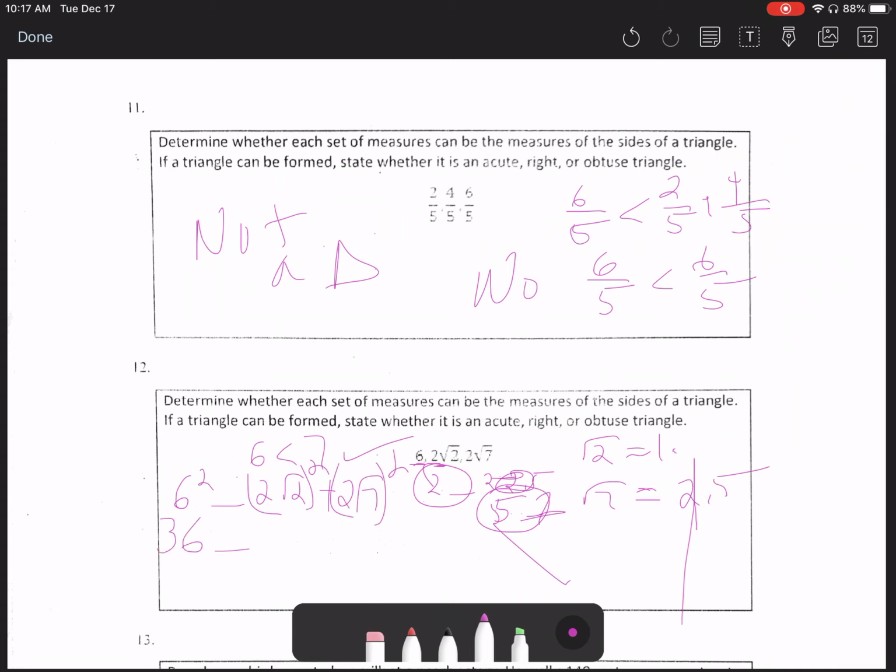So 36 is what to? Well, 2 squared is 4, radical 2 squared is 2. 2 squared is 4, radical 7 squared is just plain old 7. 36 is what to 8 plus 28? Yeah, 8 plus 28. So 36 is equal to 36, so it is a right triangle.